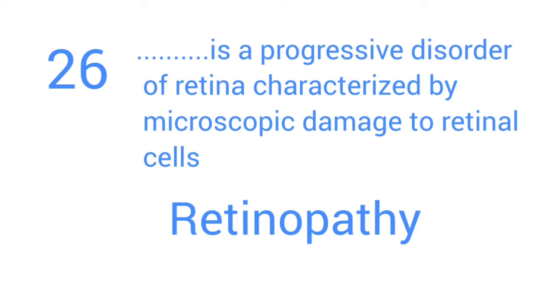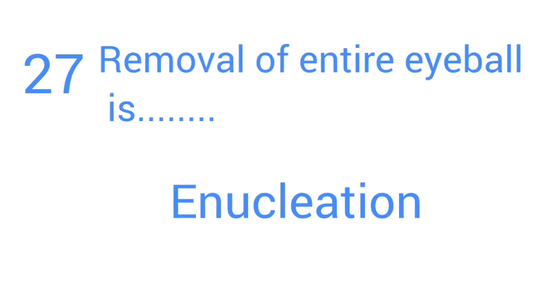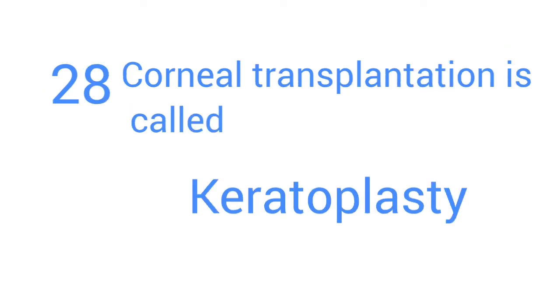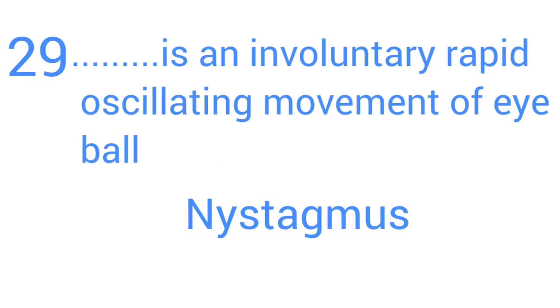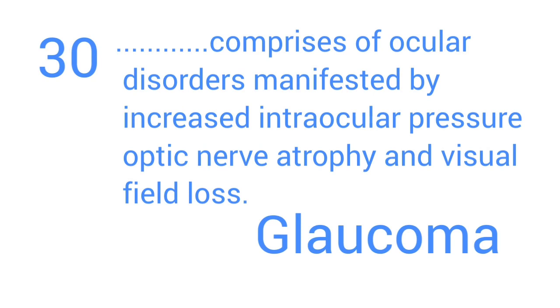Dash is a progressive disorder of retina characterized by microscopic damage to retinal cells. Retinopathy. Removal of entire eyeball is enucleation. Corneal transplantation is called keratoplasty. Dash is an involuntary rapid oscillating movement of eyeball, nystagmus. Dash comprises of ocular disorder manifested by increased intraocular pressure, optic nerve atrophy, and visual field loss. Glaucoma.